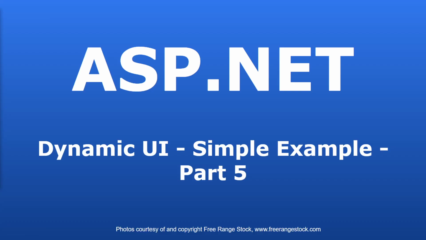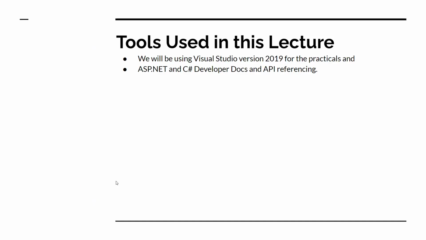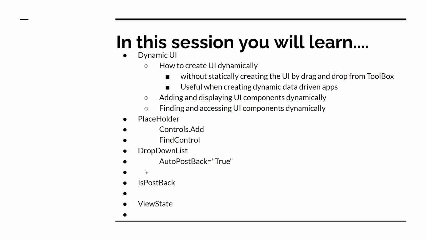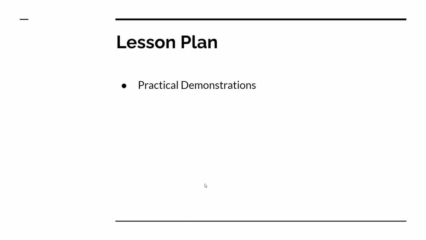Hi everyone. So welcome to Dynamic UI Simple Example Part 5. This is Part 5, so make sure you look at the previous parts before you look at this lesson. We'll be using these tools for this lecture, and make sure you have followed these prerequisites before you start this lecture. So these are the points you will be learning in this practical lecture. For you to understand what these points are, look at our previous parts of this lesson. And now let's continue the practical demonstration and finish developing this app.